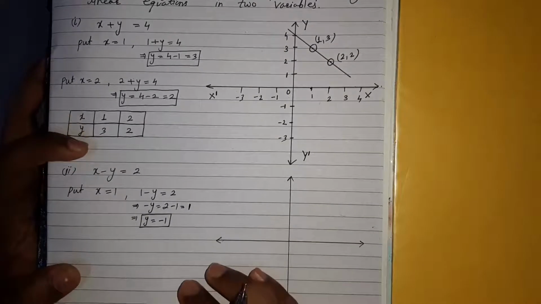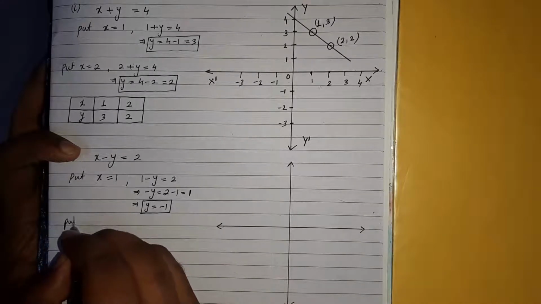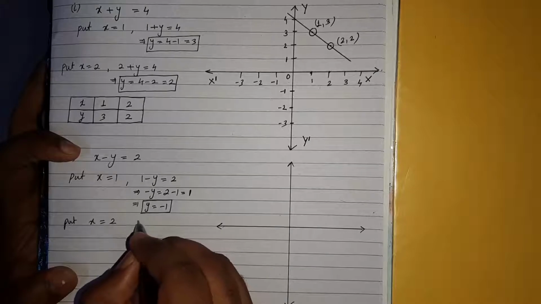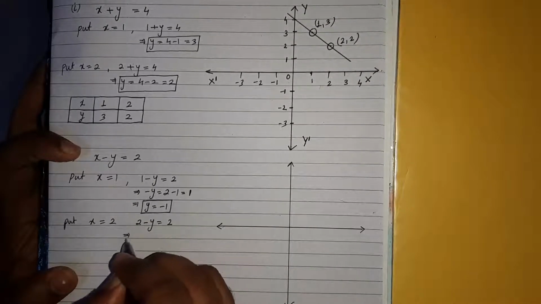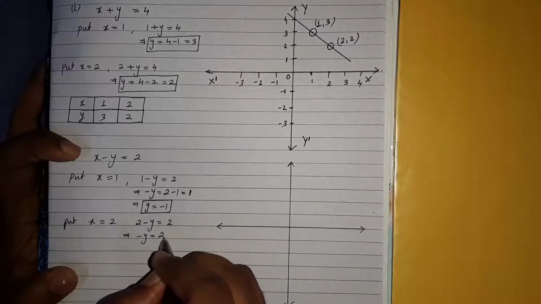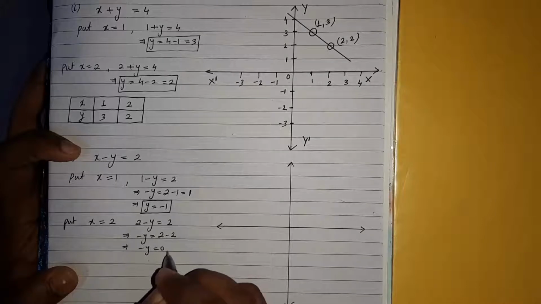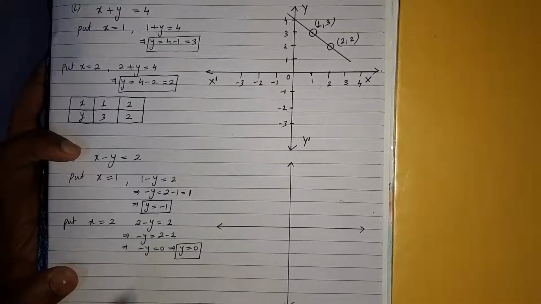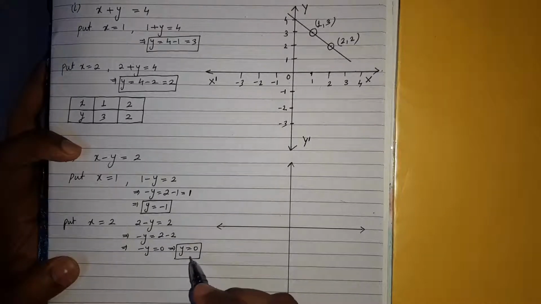Similarly we can find the second solution. Put x is equal to 2. So it will be 2 minus y is equal to 2. So minus y is equal to 2 minus 2, 0. So minus y is equal to 0. So y is also 0. So the second solution is x is equal to 2 and y is equal to 0.